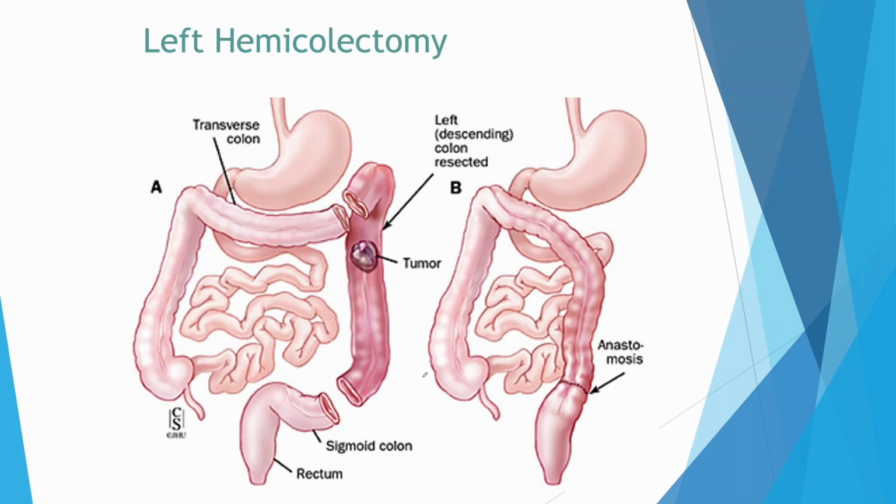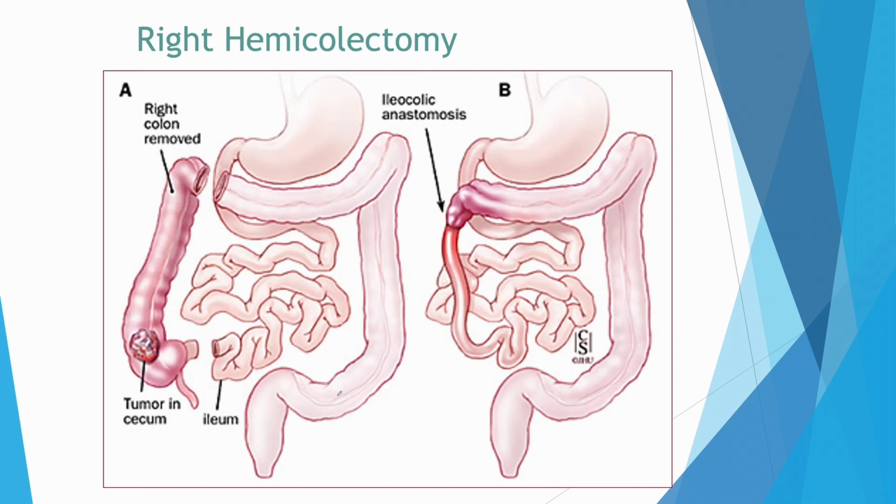Last but not least, I just wanted to show you quickly the different types of colectomies. These are the things that we do usually when we find tumors, depending on where the tumor is located. So in this case, there's a left hemicolectomy with anastomosis. There's also a right hemicolectomy with an ileocolic anastomosis.